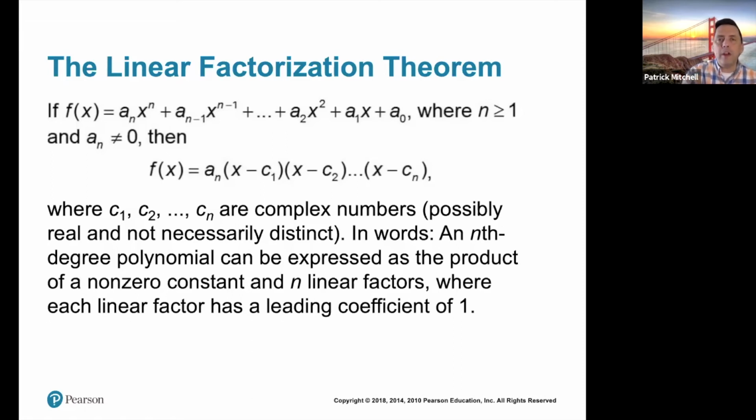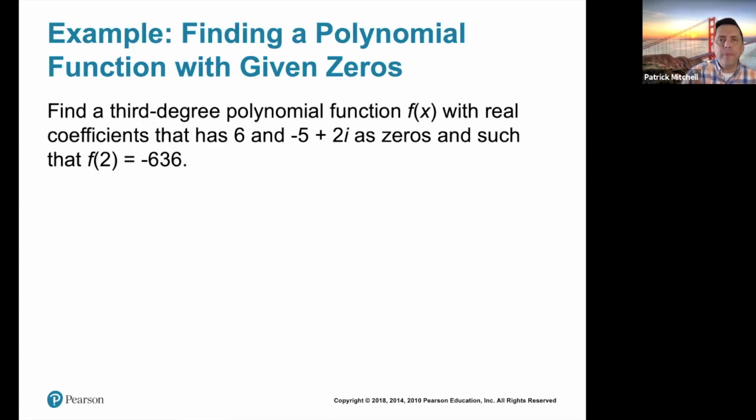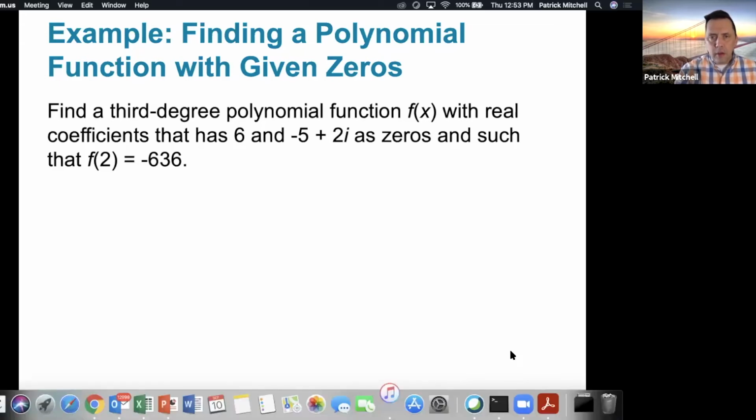So here's how we're going to use the linear factorization theorem. And I actually have 2 examples of this. I'm saving one for you to try next. We want to find a 3rd degree polynomial function, f of x, with real coefficients that has 6 and -5 plus 2i as zeros, and such that f of 2 is equal to -636. So I'm going to work this one out on the tablet. And I've already got what I need about this problem written down.